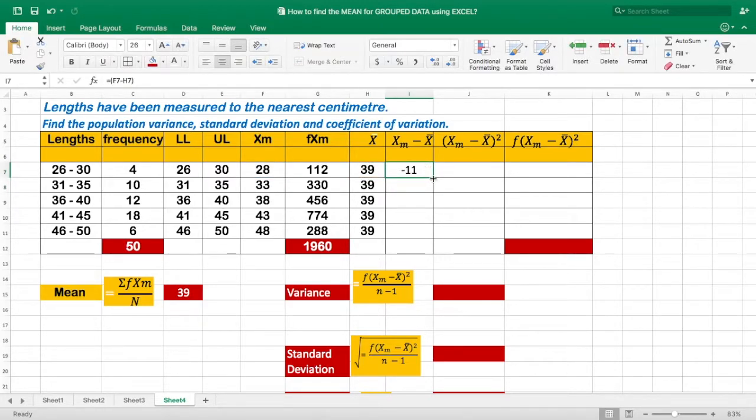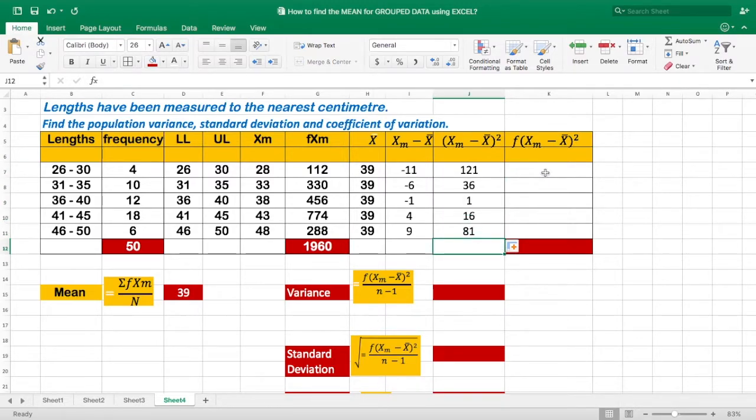Then after that, you can just simply drag it down. And there you go. You already have the difference, or the deviation, between the xm and the x bar. So this time, we will square the value of this column, the xm minus the x bar. And how? Equal sign, click this, and shift caret, then 2, then enter. So we have 121, which is negative 11 times negative 11. And simply drag it down and we got all the squares of the deviation.